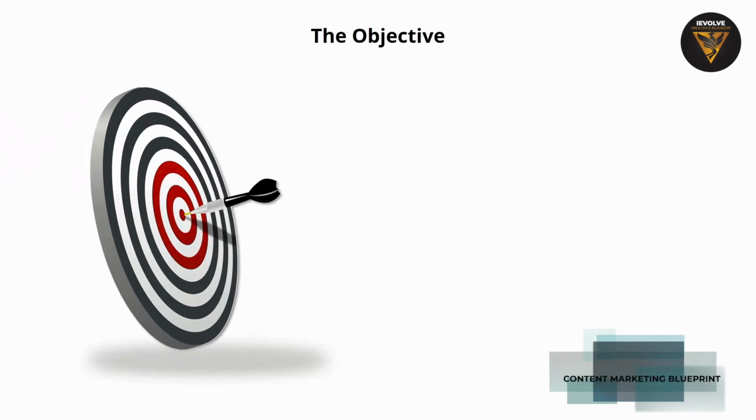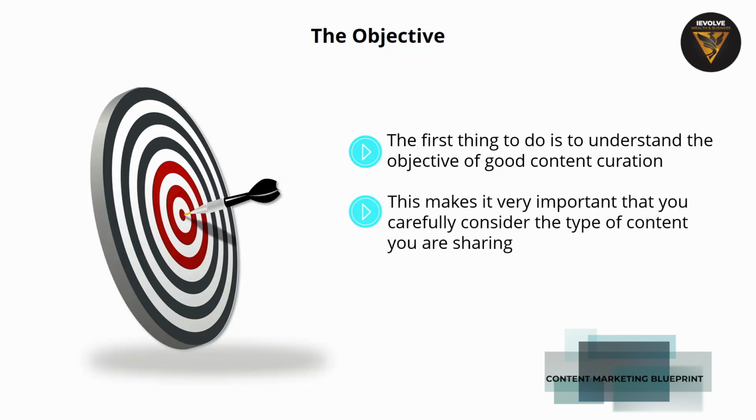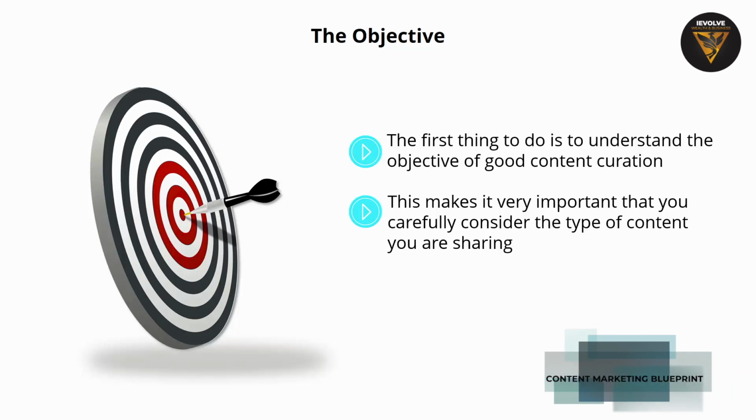The objective. The first thing to do is to understand the objective of good content curation. Your aim here is to create a blog post that provides several times the value of a conventional blog post because it combines the best parts of many posts into a single resource. This makes it very important that you carefully consider the type of content you are sharing. This should be content that is meaty and interesting, and you need to ensure that you have something interesting and useful to say about it.